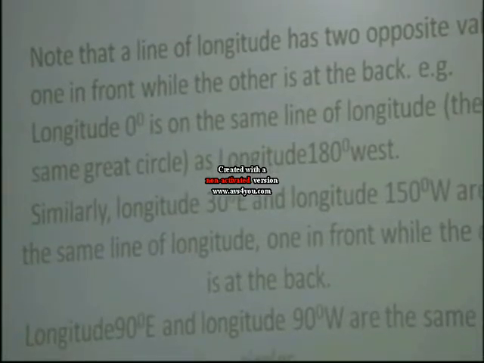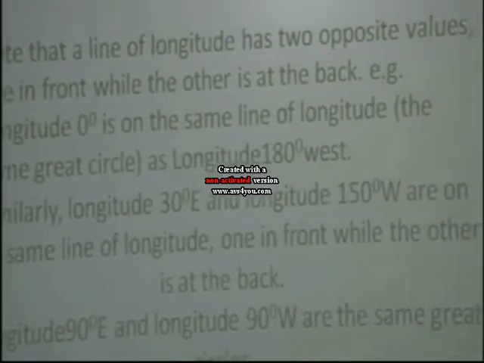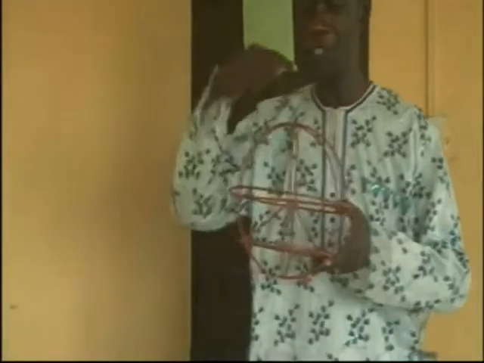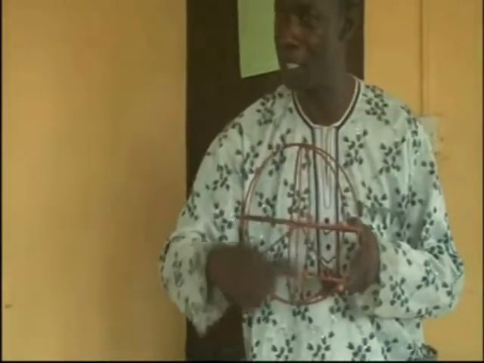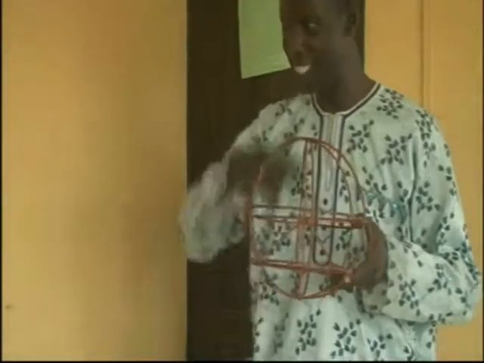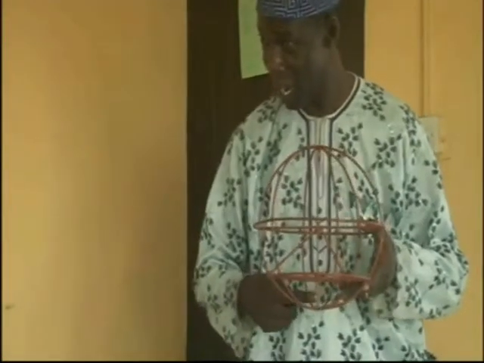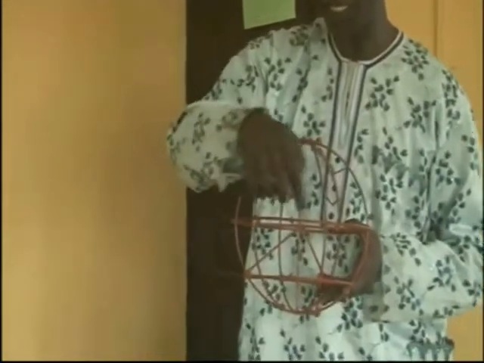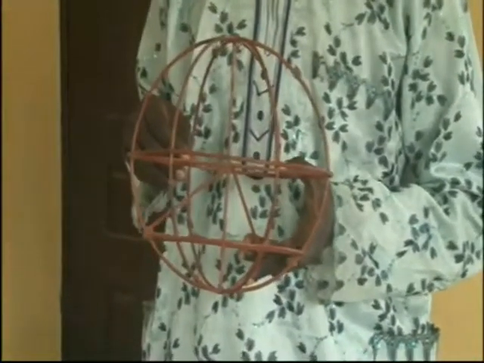Note that a line of longitude has two opposite values. One in front, while the other is at the back. If you are talking about this one, this one in front, the other is at the back. It is the same line. I think that is clear. If this angle is 30, for the same line here, this one will be what? 60? No, 90 plus 30, 120. Because it should be a straight line.